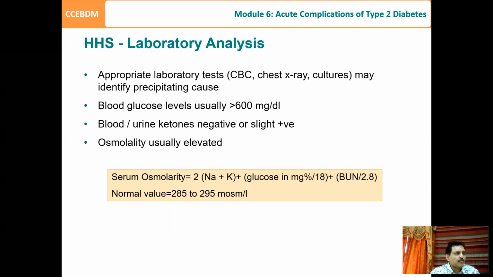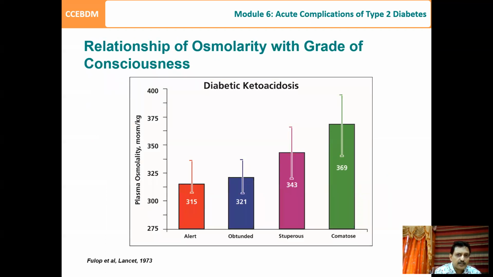So we have to do some laboratory tests, complete blood count, chest X-ray. We have to try to identify the precipitating factors, and blood glucose level is usually more than 600 milligram per dL. The ketone values are usually negative. There may be 1+, but osmolality is always elevated because the blood glucose level is more than 600. So if we calculate the osmolality, it is always more than 300. Now you can see that most of the patients who have an osmolality of more than 300 up to 315 actually remain in an alert state.